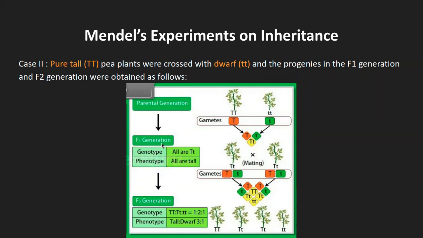So in the F1 generation, the genotype is all capital T small t, and the phenotype is all tall. Parents, one was tall, one was short, but in the F1 generation, the phenotype is all tall. Now, when these were interbred, like I said, a brother-sister cross, where the offspring generated in the F1 generation set up the process amongst themselves, that is what interbreeding is. So it will have two gametes, capital T small t, and the other parent will also have the same gametes, capital T small t.